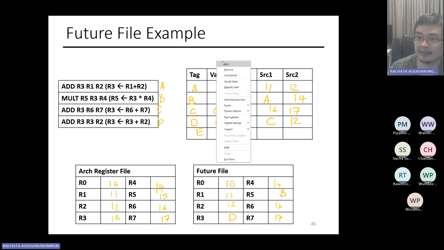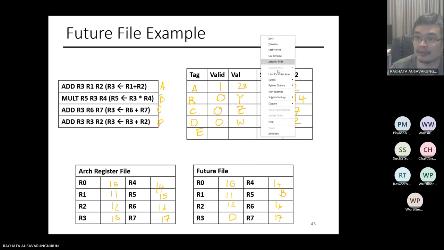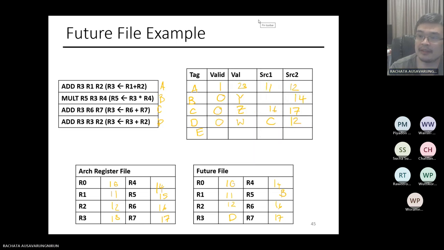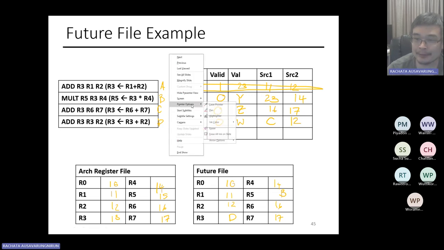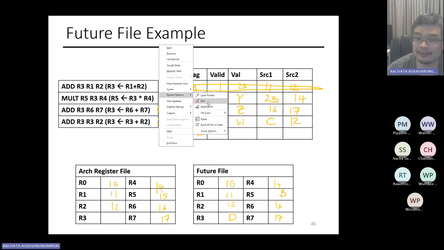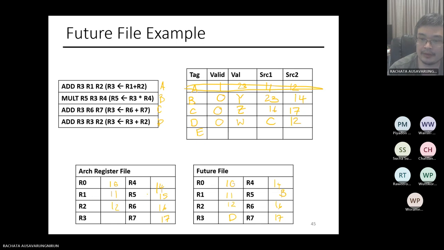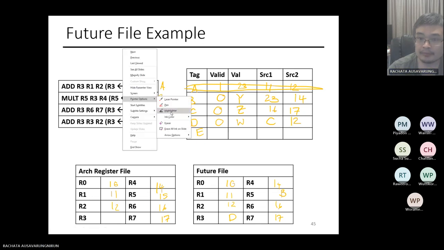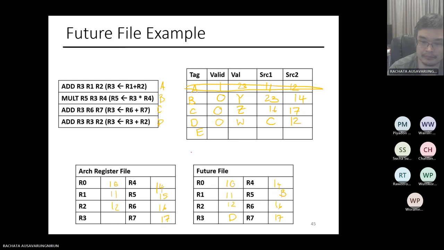Whoever needs A, the source is going to be updated to 23. And because that's the oldest instruction, I can get rid of this particular row. I know that I'm updating R3 in the architectural file into the value 23. So this becomes 23. Let's use a different color.